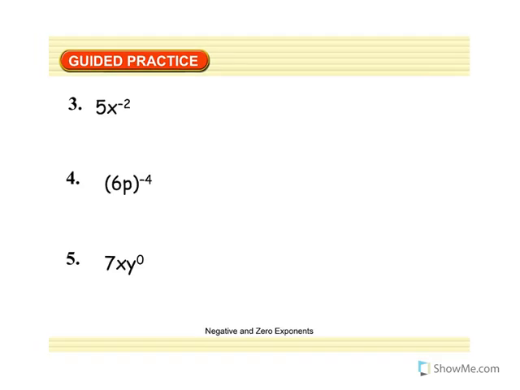So the question becomes, what happens if we have variables, right? So in a basic sense, nothing changes, right? Y to the negative second is going to give us 1 divided by y to the second, or y squared. And p to the 0 power is going to give us 1. Now this is where it gets tricky, all right? So 5x to the negative second power.